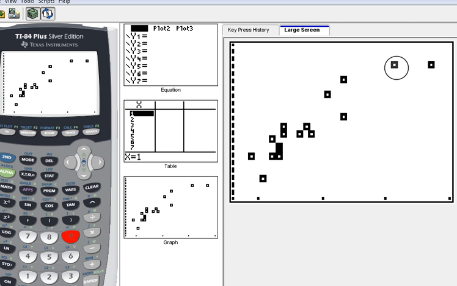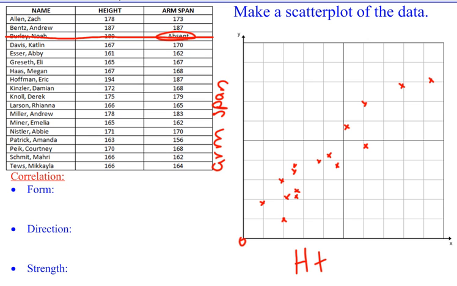So our class maybe happens to have a little bit of a curve, but normally this data is going to be linear, meaning I could draw a straight line through here. So I'm going to describe this form as linear. So we'll say linear. The direction, well, it looks like it's positively correlated because we're going up, right? So I'm going to call the direction positive.